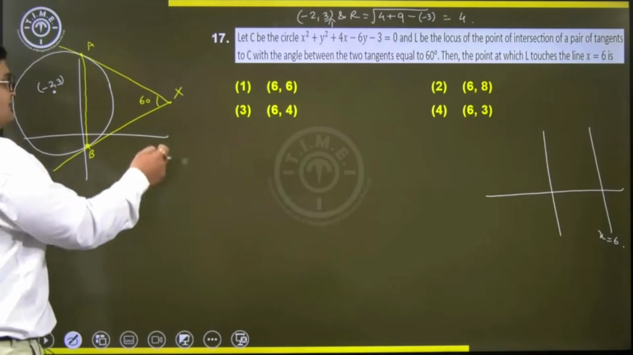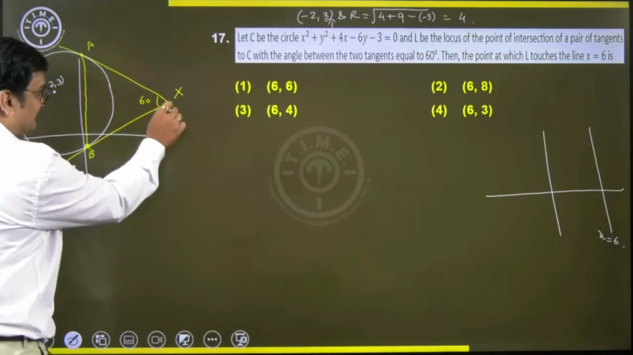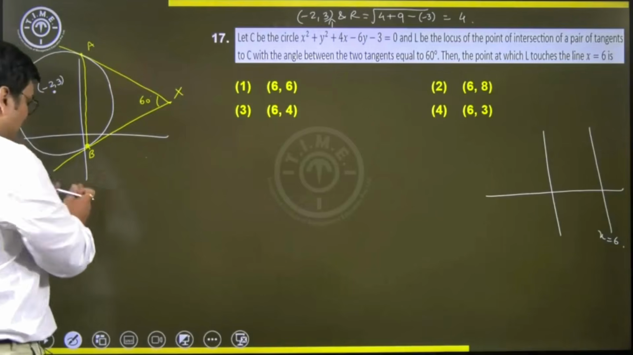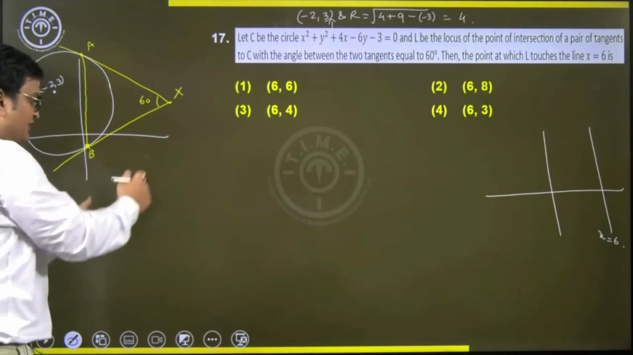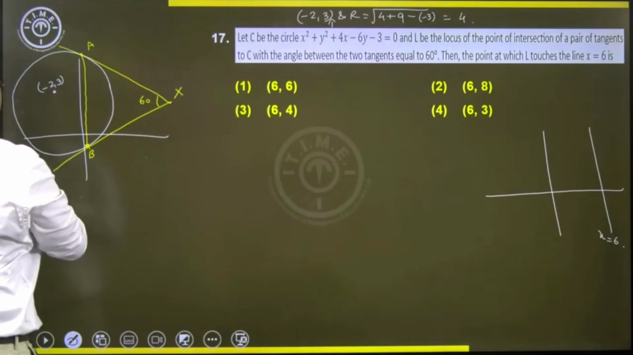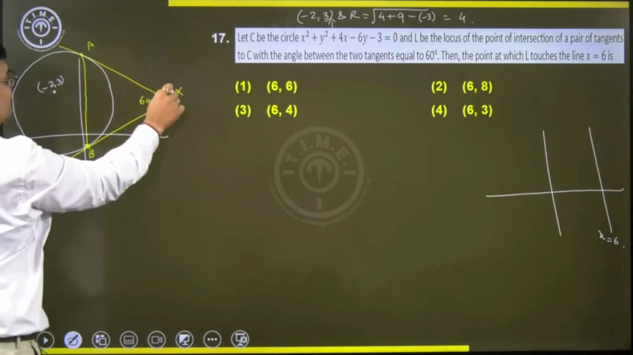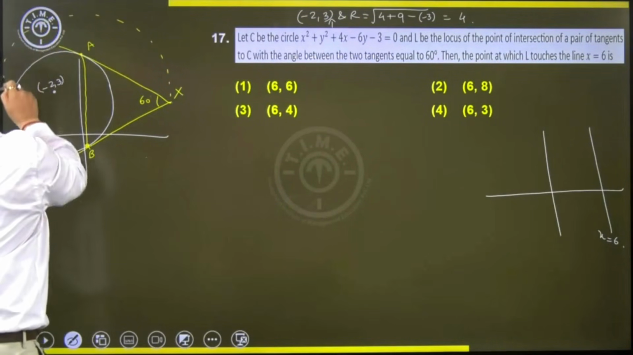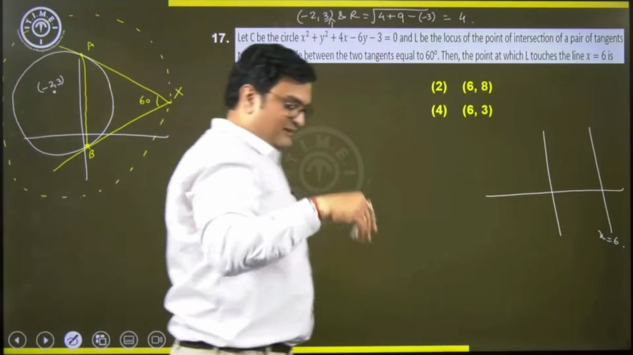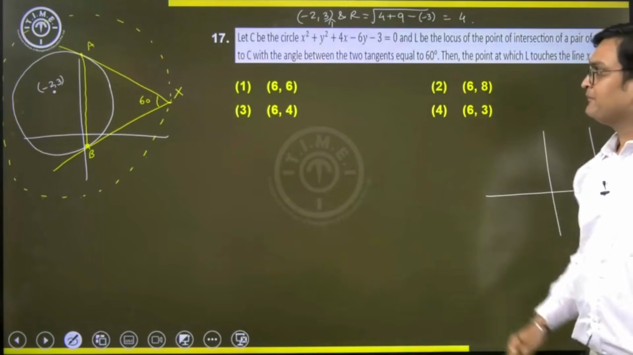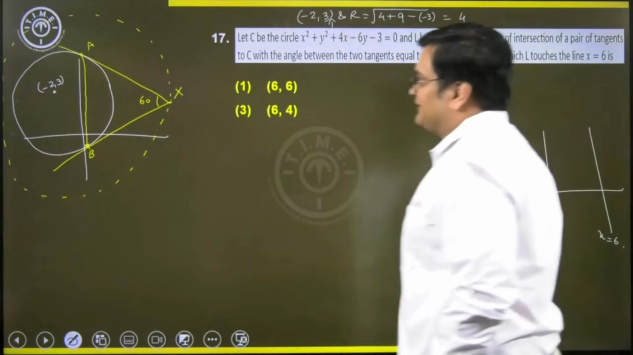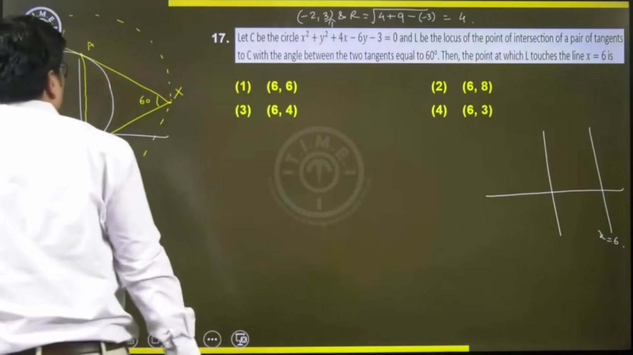Now please note, this X could also probably lie here, because here also I can draw a pair of tangents which will be at 60 degree. X could probably be here or here or here or here, anywhere. So basically if you notice, X could lie anywhere around the circle in this manner. So probably it would be like another circle. It would be a circle in itself, right? Something like this.